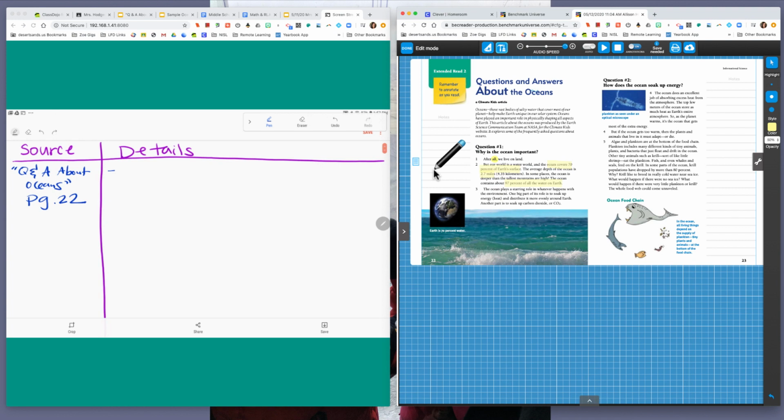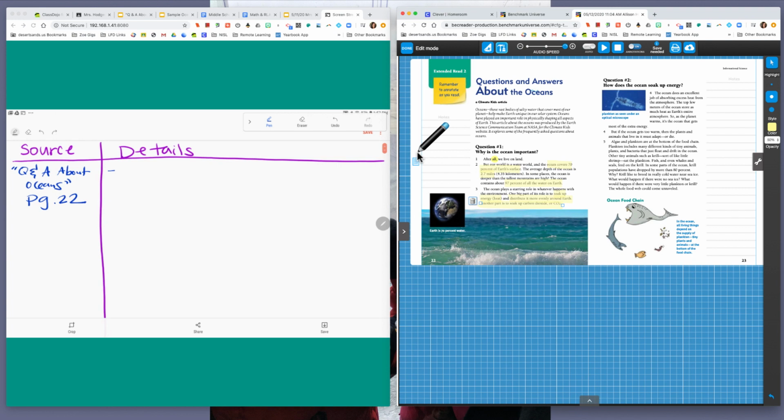The ocean plays a starring role in whatever happens with the environment. One big part of its role is to soak up energy. So its job is to soak up energy or heat and distribute it more evenly around the Earth. That sounds important as well. Another part is to soak up carbon dioxide, or CO2. So it absorbs a lot, which, just so you know, I had no idea until I read that.